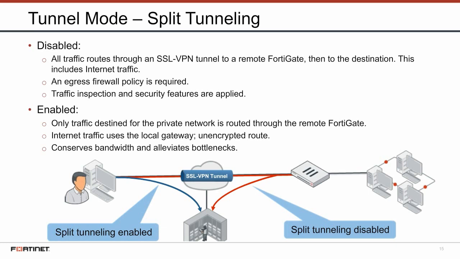When split tunneling is enabled, only traffic that is destined for the private network behind the remote FortiGate is routed through the tunnel. All other traffic is sent through the usual unencrypted route. Split tunneling helps to conserve bandwidth and alleviates bottlenecks.